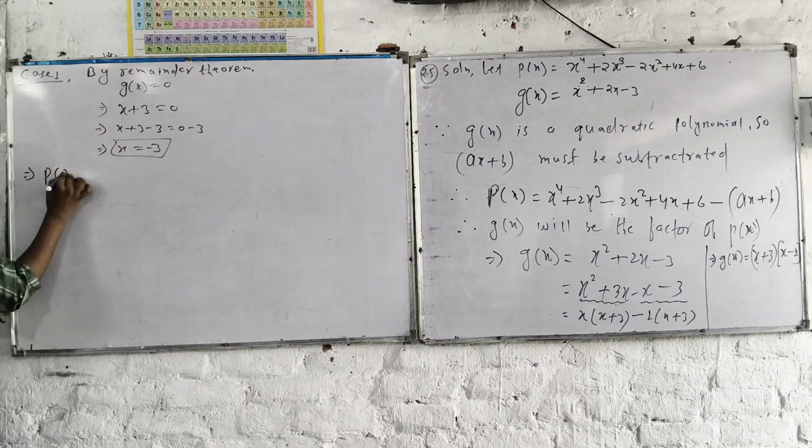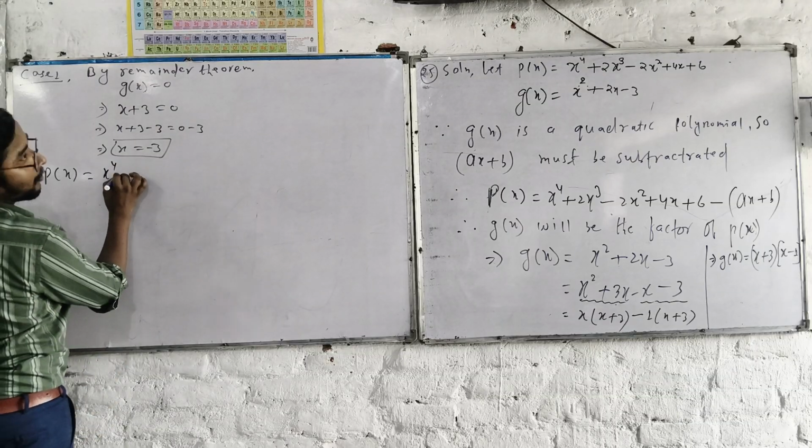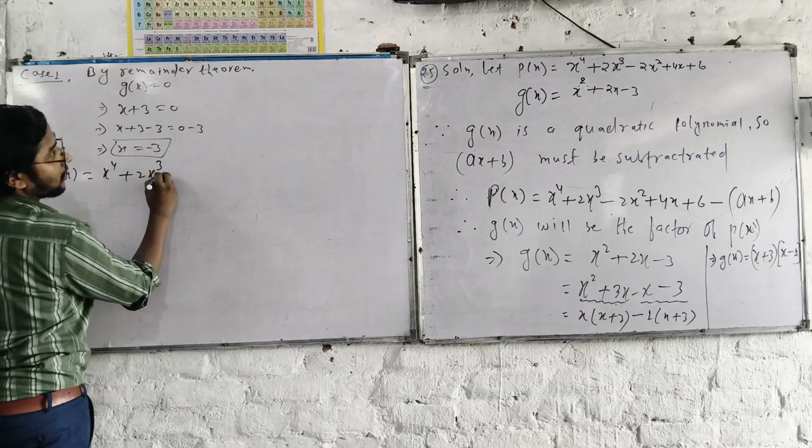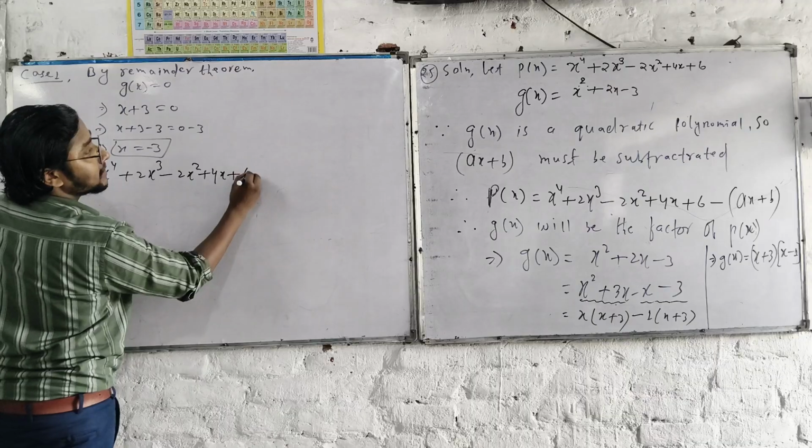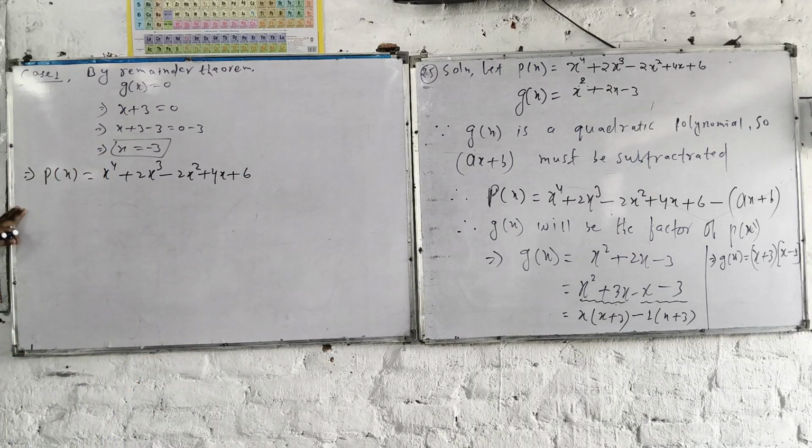Tell me guys, p(x) equal to 2x cube minus 2x squared plus 4x plus 6. Okay, tell me now. You will say what is the value of the x?